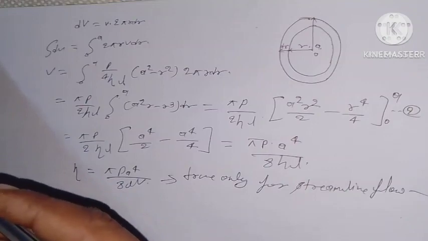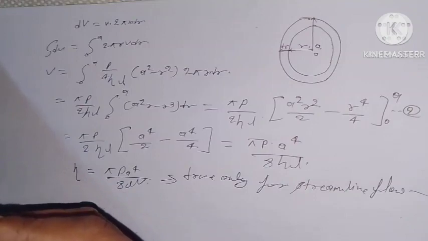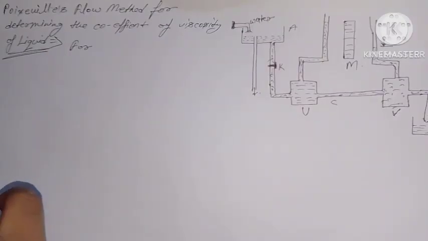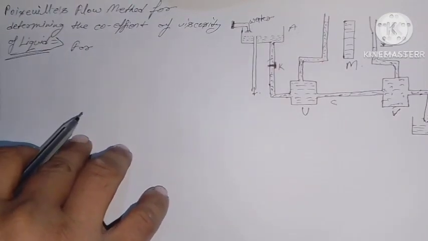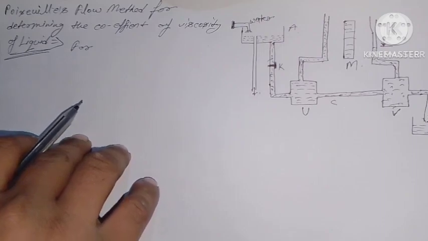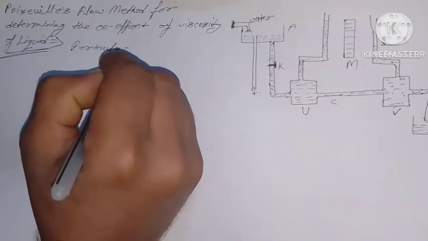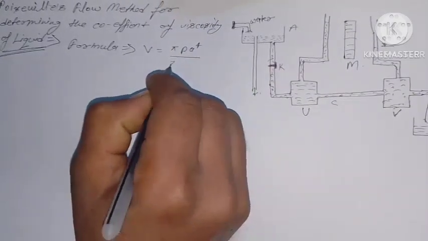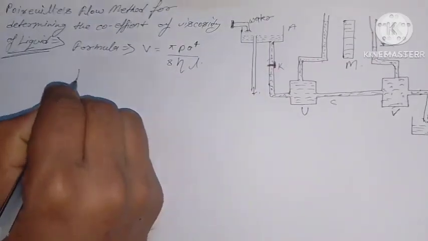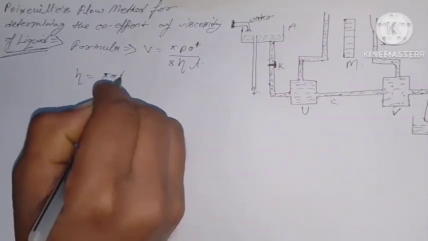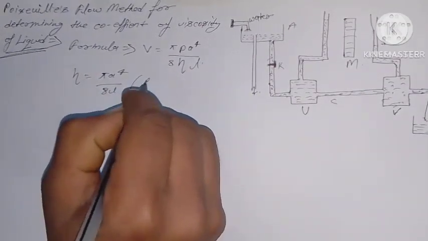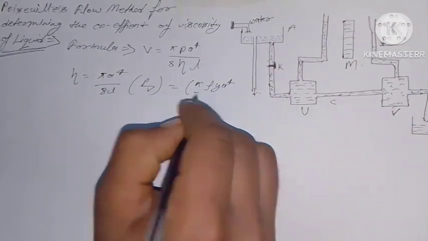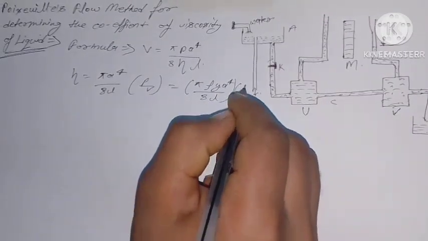streamline flow. Next heading: Poiseuille's flow method for determining the coefficient of viscosity of a liquid. Formula: V equals pi P A to the power 4 upon 8 eta L. So eta equals pi A to the power 4 upon 8 L into P by V, which equals pi rho G A to the power 4 upon 8 L into H by V.